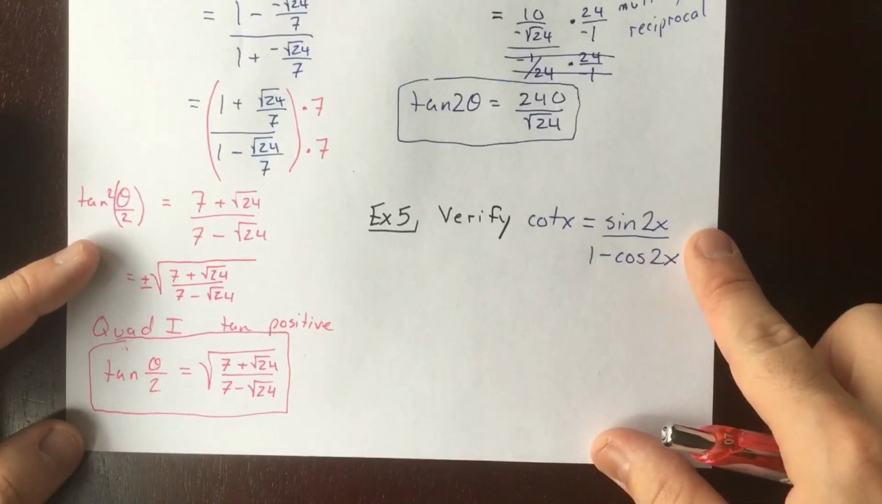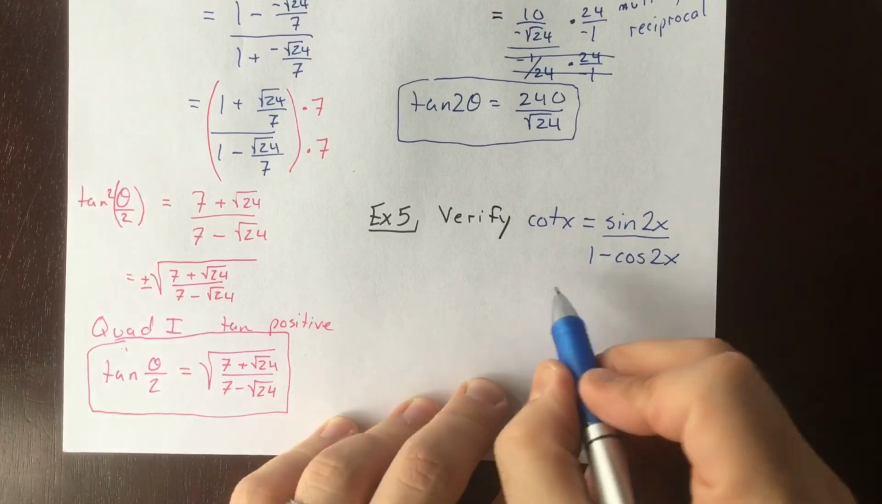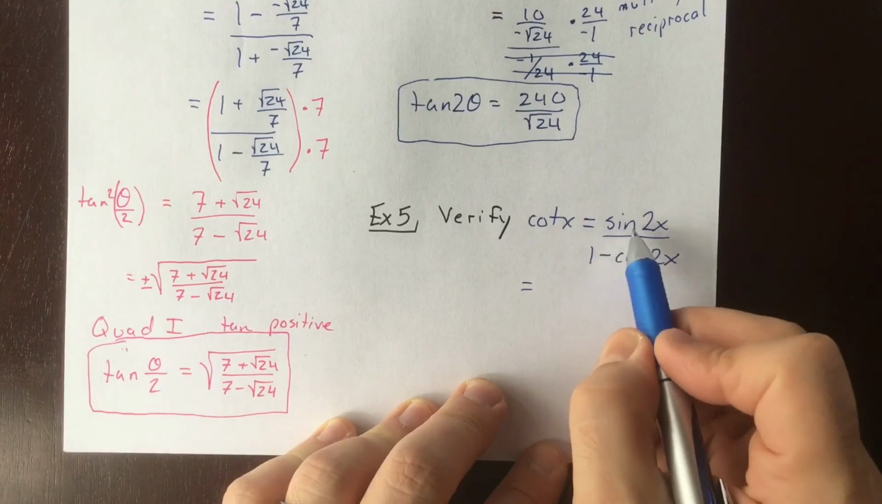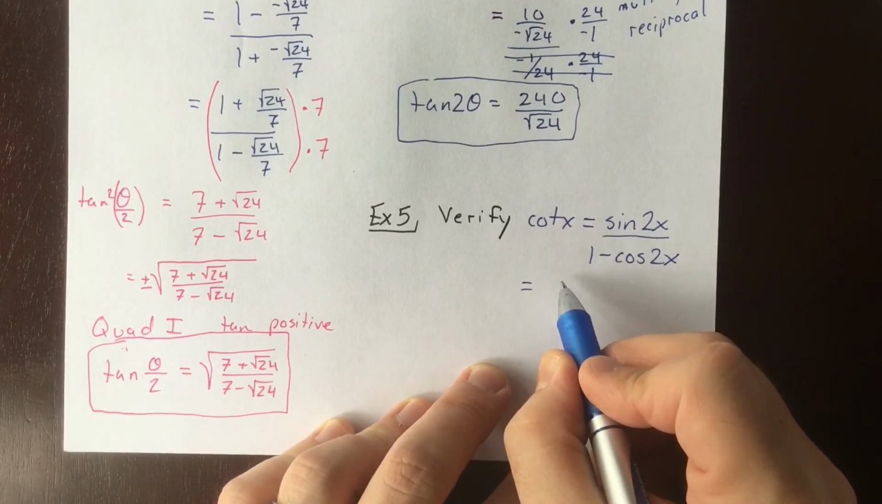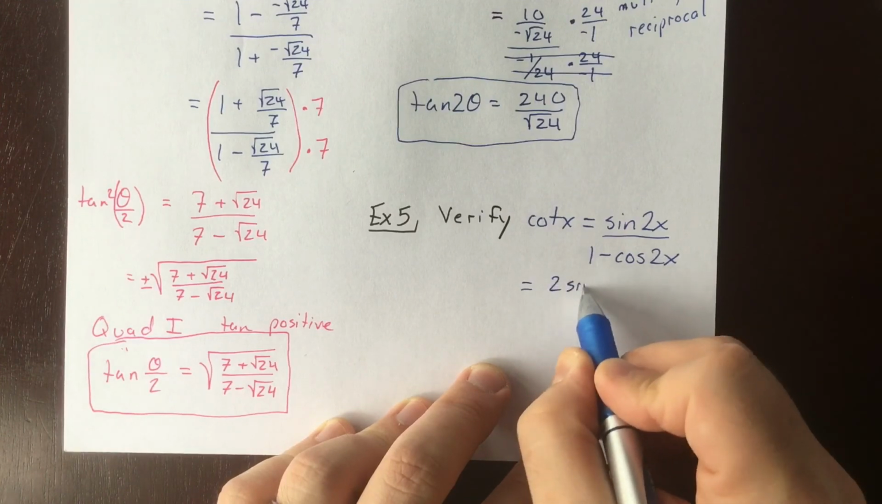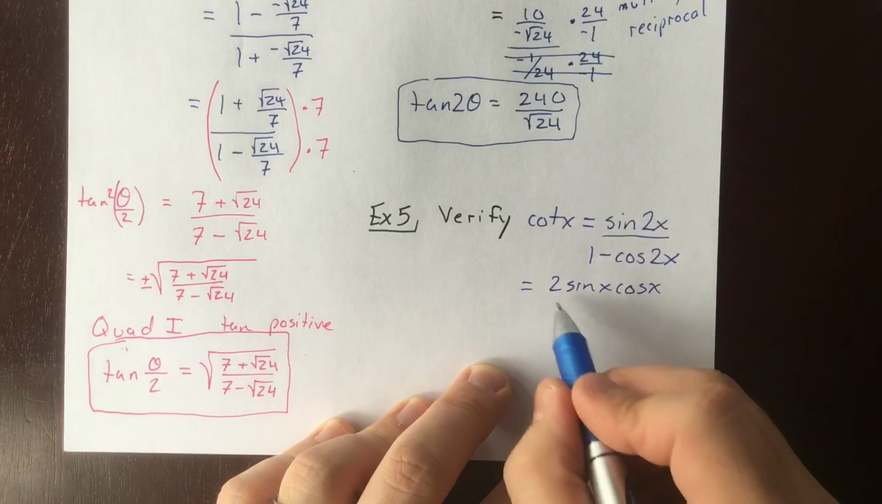Let's end this video with a verify. Verify cotangent of x equals sine of 2x over 1 minus cosine of 2x. So let's tackle this. I like the look of using a double angle. So sine of 2x, oh, that's just 2 sine x cosine x. The double angle formula for sine.